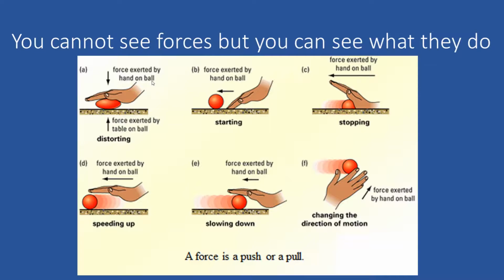So the effects are six: distorting, starting, stopping, speeding up, slowing down, and changing the direction of motion. I explained each. If you have any question, go ahead and ask using your comment.